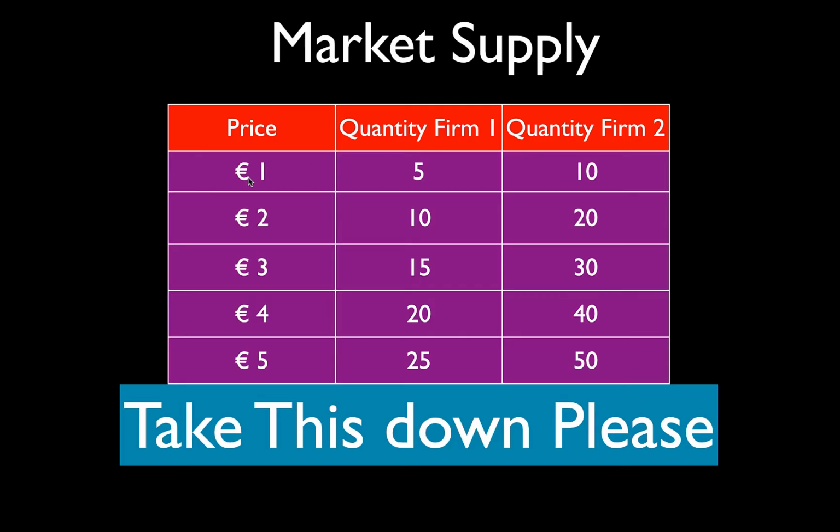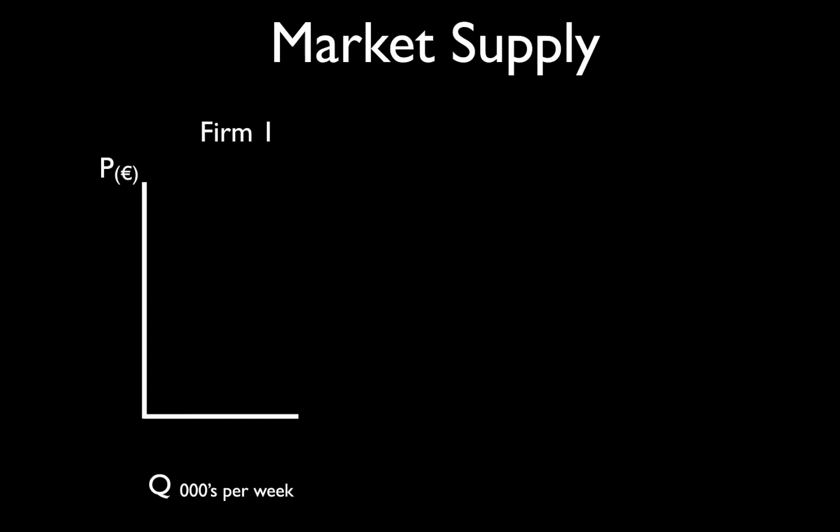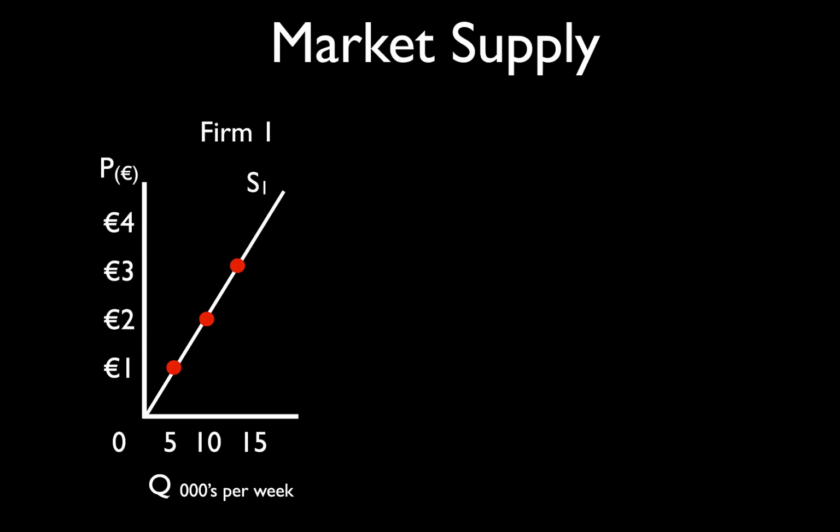Now, what we're saying here is at a price of €1, firm 1 will produce 5 units and firm 2 will produce 10 units. At a price of €5 each, firm 1 will produce 25 and firm 2 will produce 50. Now what I'm going to do is draw, like the demand, but remember we are talking about supply. I'm going to draw the output of firm 1 just for prices 1, 2, and 3, and then join the dots to derive the individual supply curve for firm 1.